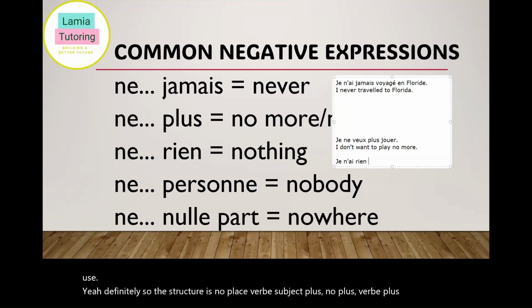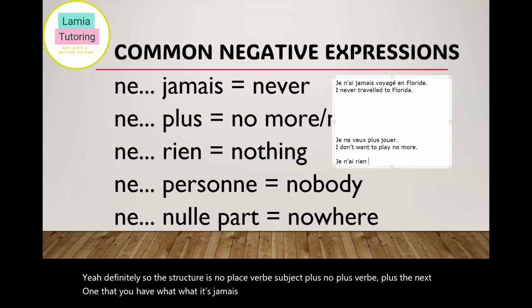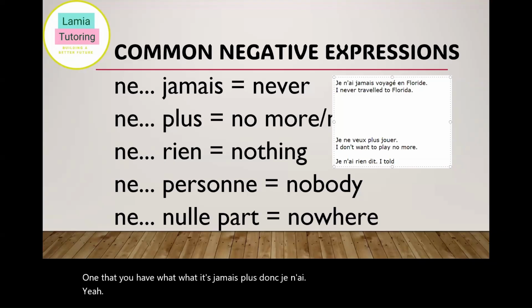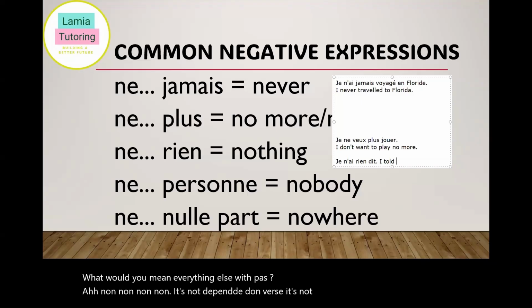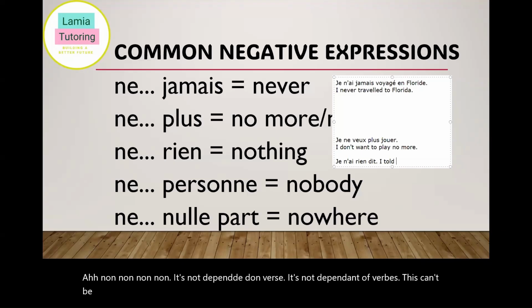The next one that you have, jamais, plus. But it's just for these words, right? Everything else is going to be ne and pas. These words are used most commonly for exaggeration of what you want to say. But what do you mean everything else with ne and pas? Like for the other verbs like we did earlier. It's not dependent on verbs. These can be used for any verbs. It does depend on what you want to say.